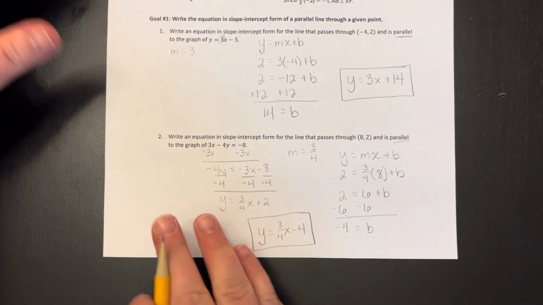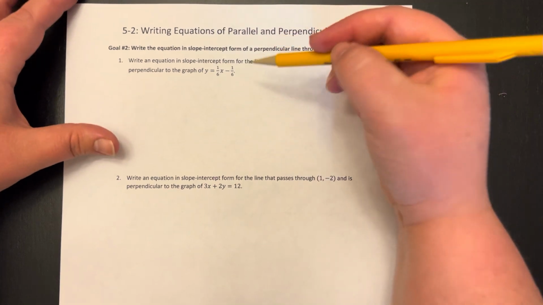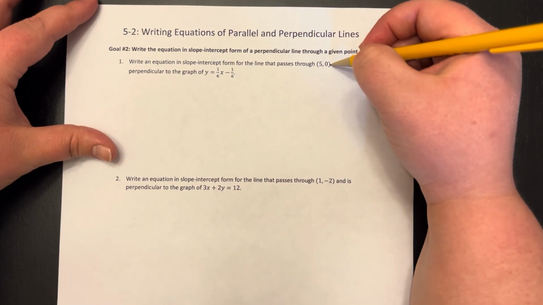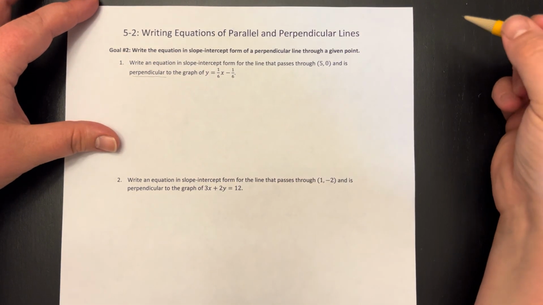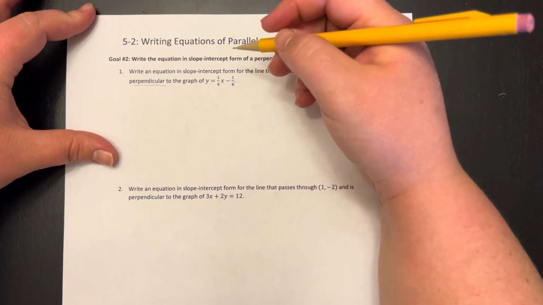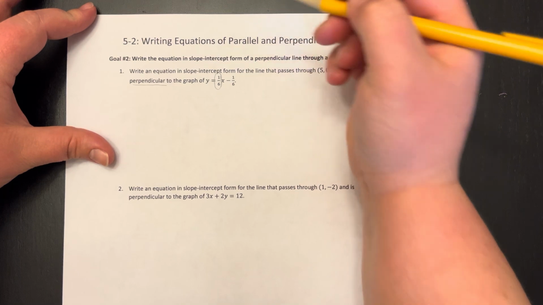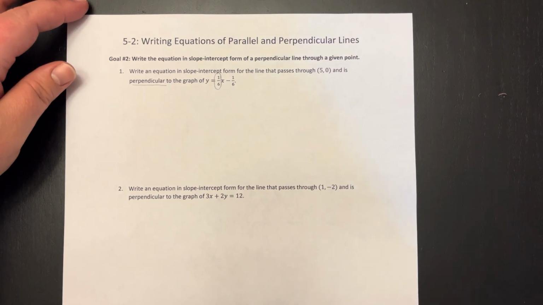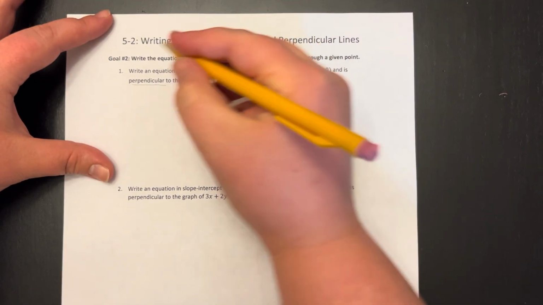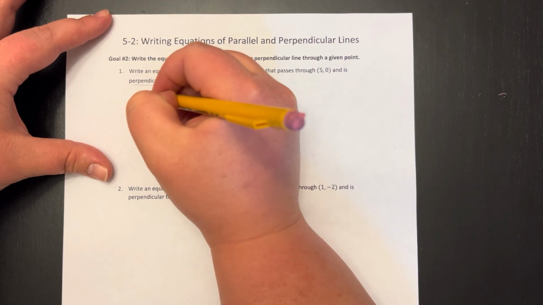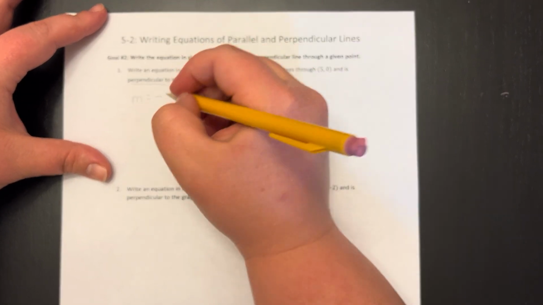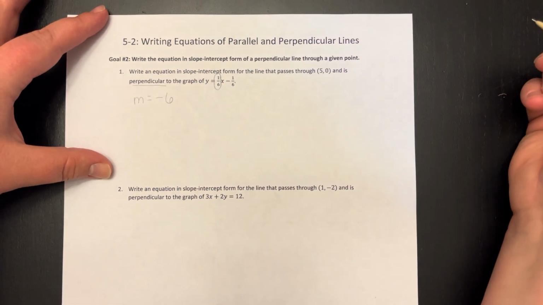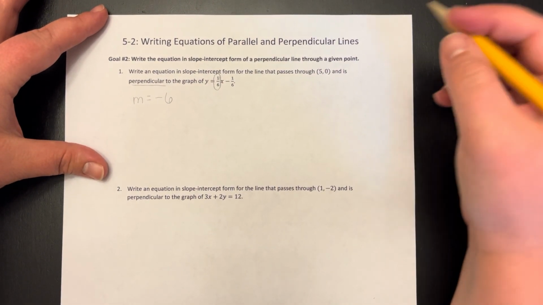Let's try some perpendicular ones. All right, so they've given us an equation and a point, and we want it to be perpendicular to the equation that they gave us. So the slope of the line that they gave us is 1/6. Remember the two rules: opposite, reciprocals. This is positive, which means my new slope is going to be negative. And the reciprocal of 1/6 is 6 over 1, which is the same as 6. So I know my new slope is going to be -6.